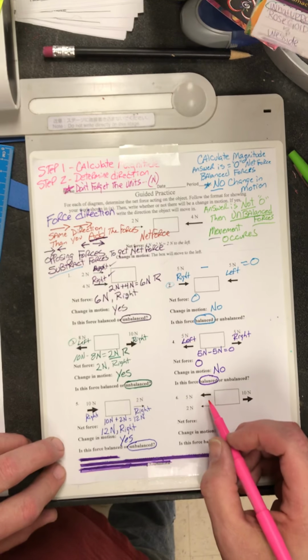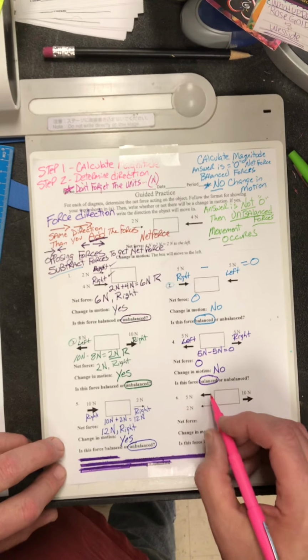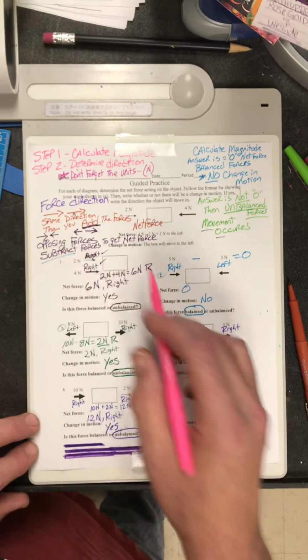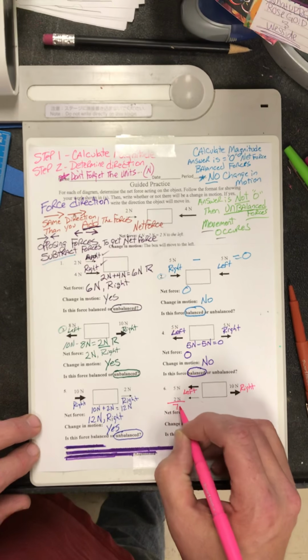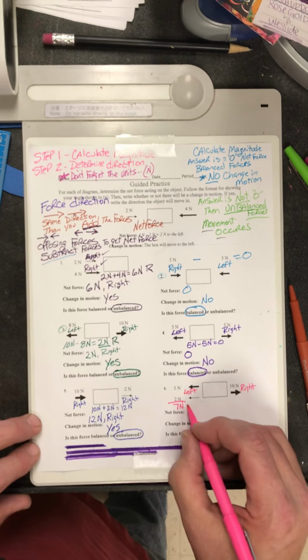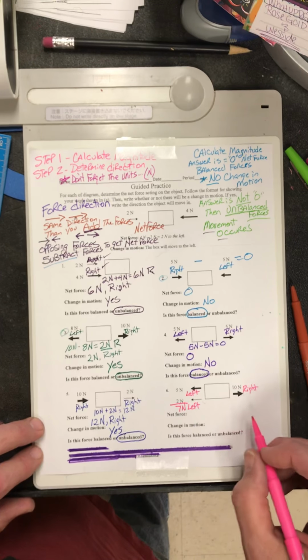So let's look at the last one here on this sheet. You have number 6. You have 5 newtons to the left, 2 newtons to the left, and 10 newtons to the right. Okay, so you have left and right, they're opposing. But wait a minute, these two are in the same direction. So let's add those real quick. 5 plus 2 is 7 newtons. So now we have 7 newtons to the left and 10 newtons to the right.